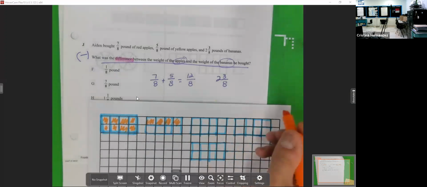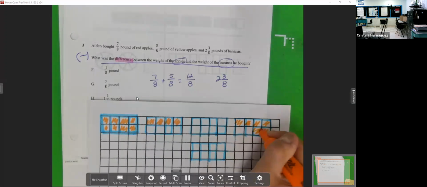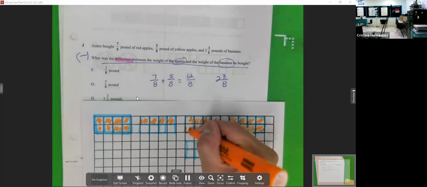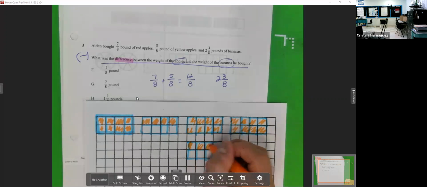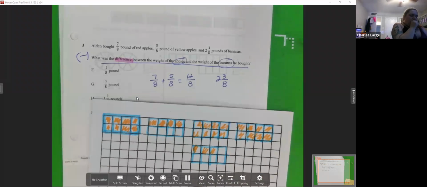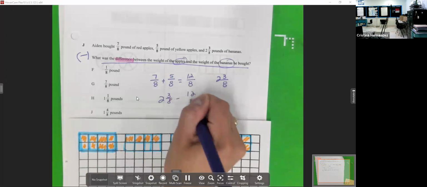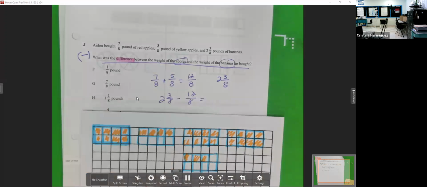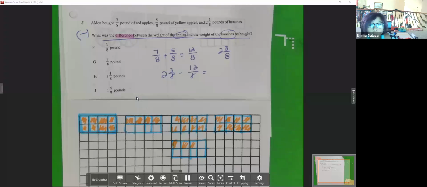I guess we have to shade in there. Oh man, I did it all wrong. Hopefully, y'all didn't draw this out. So 2 wholes and 3/8. Natalie says we're subtracting these. So 2 3/8 minus 12/8. Y'all don't have to draw this picture out, okay? I'm showing y'all how to do it. This one's a hard one.